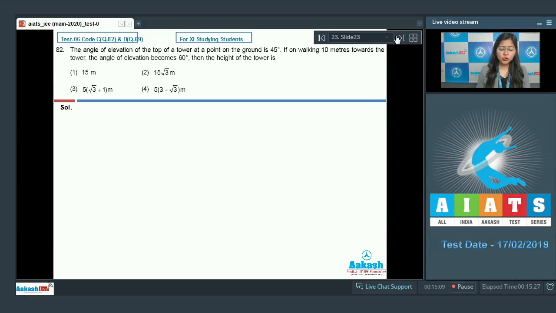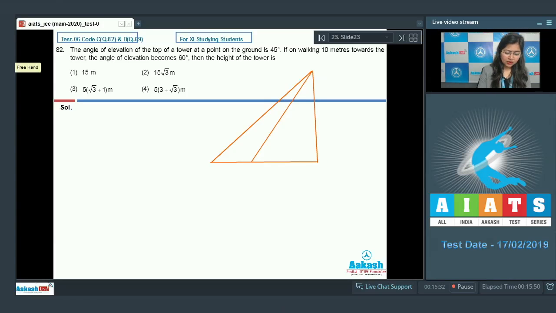Next is question number 82, which says that the angle of elevation of the top of a tower at a point on the ground is 45 degrees. If on walking 10 meters towards the tower, the angle of elevation becomes 60 degrees, then the height of the tower is. A simple question from heights and distance. Let's say this is the diagram. So the angle of elevation from this point is given to be 45 degrees and on walking 10 meters towards it, the angle of elevation becomes 60 degrees. So we have to find the height of the tower, that is h.